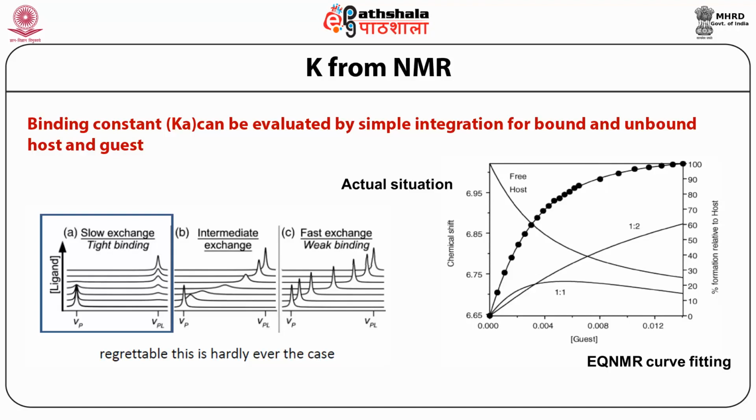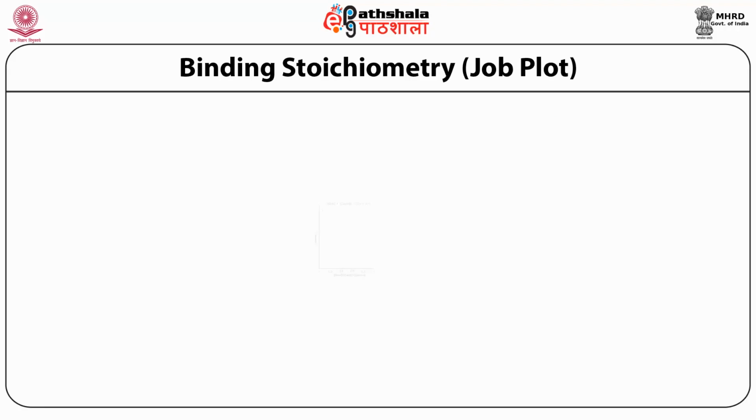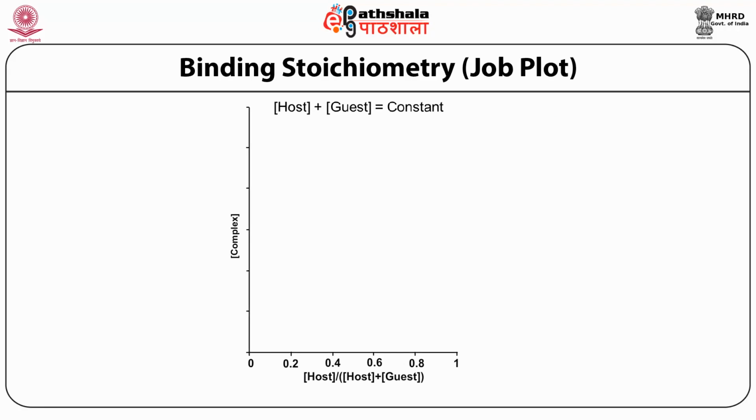So in that case, if you plot the guest with the chemical shift, you get a plot, and you also see that the free host trace comes down. This curve you can fit with the different software available, something like EQ NMR, and if you fit it into that software, it gives you the binding constant. We can also find out the binding stoichiometry of the complex using a Job plot.